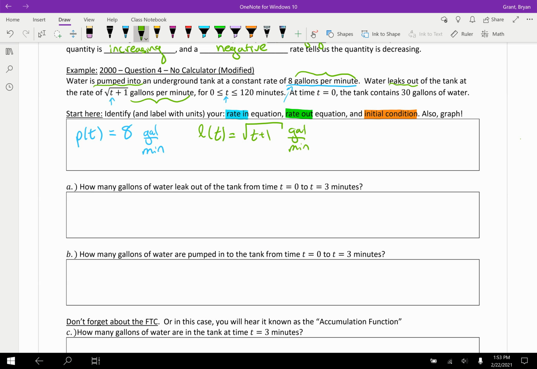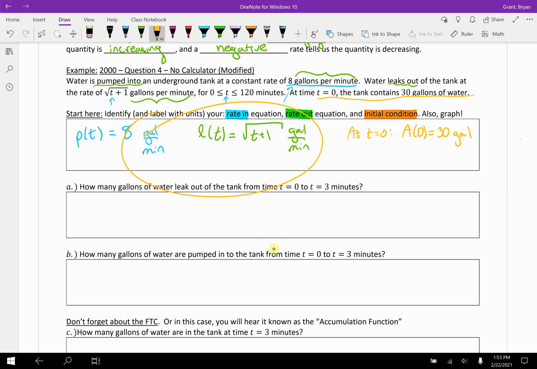And then last but not least, what's the initial condition? Our initial condition is given to us at the end. At T equals 0, the tank contains, and so when I see contains, notice this is in gallons, not gallons per minute. That's an amount. So when I see an amount, I like to use A, and you can think of A as standing for amount or accumulation, whatever sounds good. I'm going to say A of 0 equals 30 gallons, not gallons per minute, gallons here.